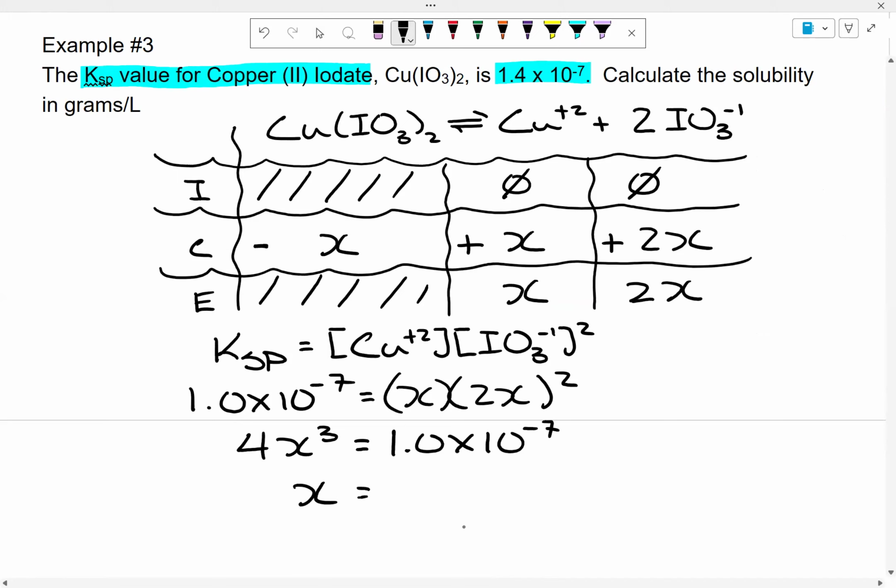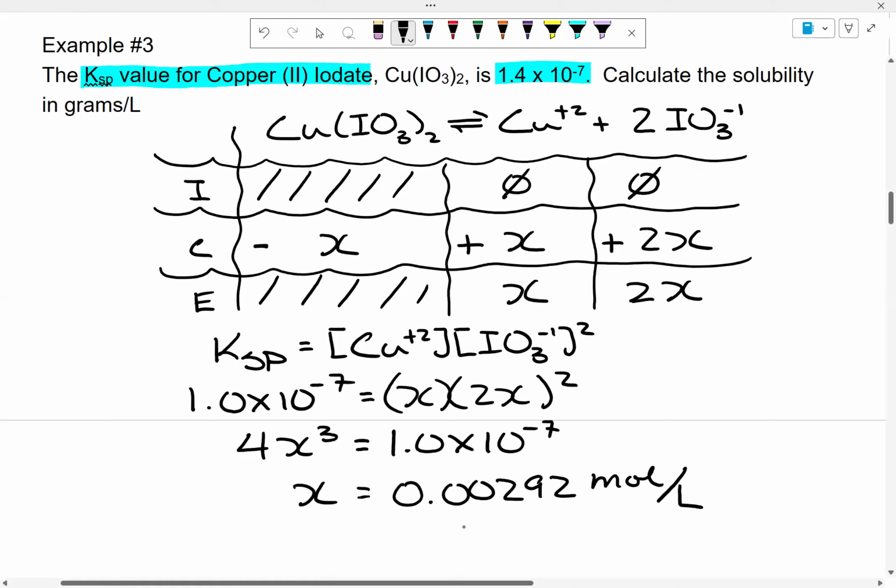So x, you solve for this, 1e negative 7 divided by 4, and then raised to the power of 1 divided by 3, cube root. So you get an answer of 0.00292 moles per liter.